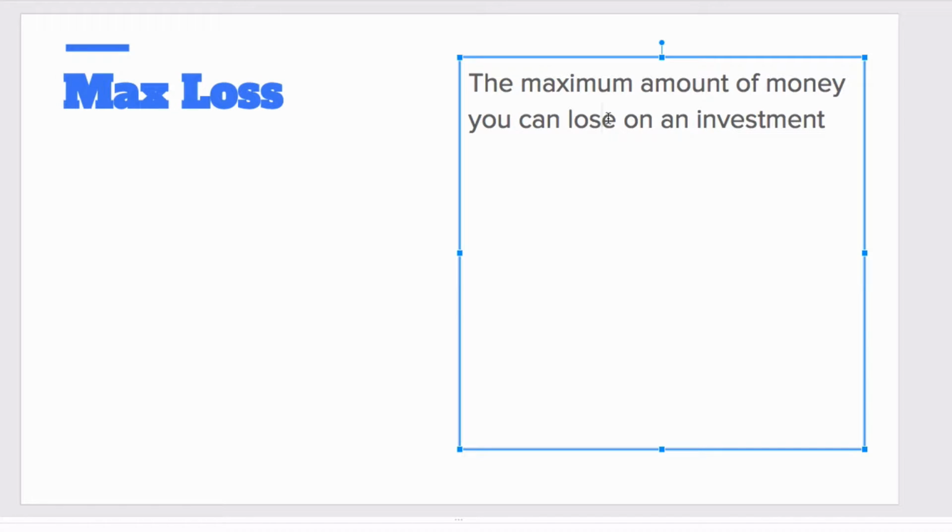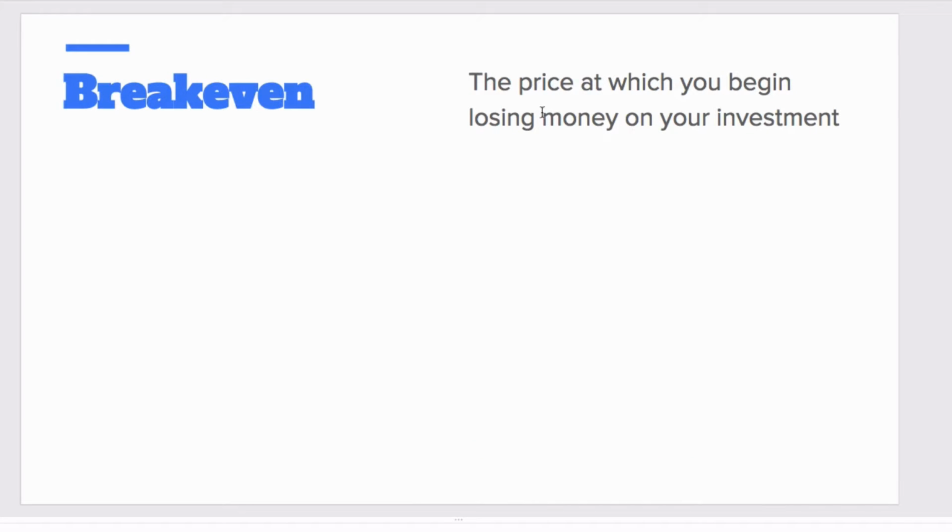Max loss, just conversely, is the amount of money you can lose on an investment, right? So again, if you buy 100 shares of $100 stock, your max loss would be that company going out of business. $10,000 would be a max loss. Pretty straightforward, that one.